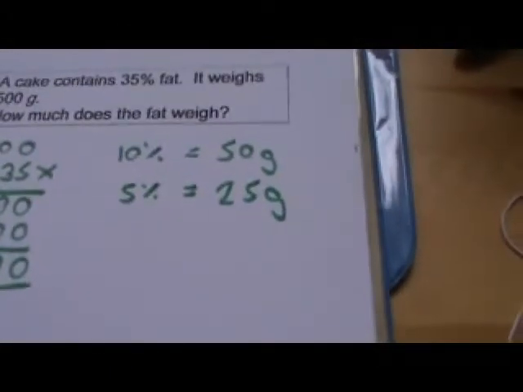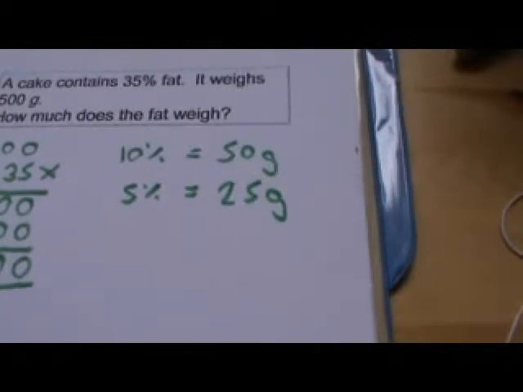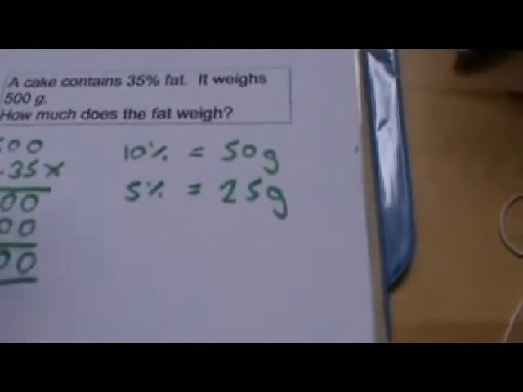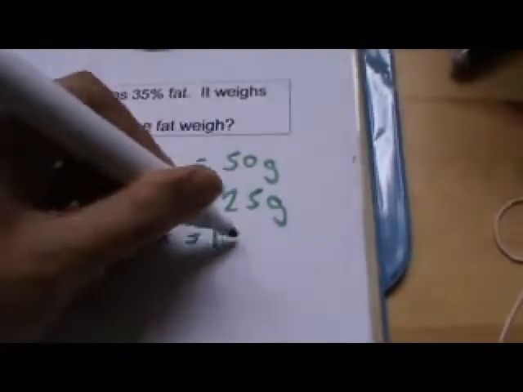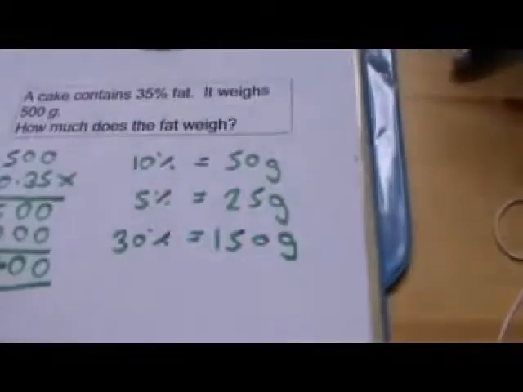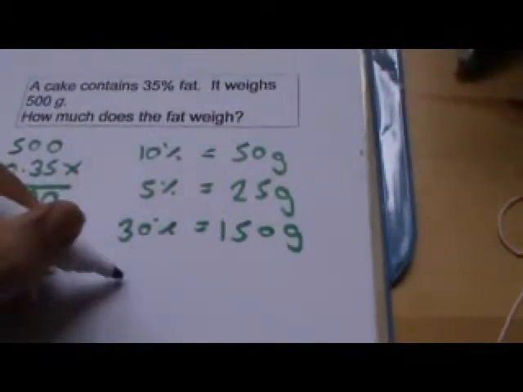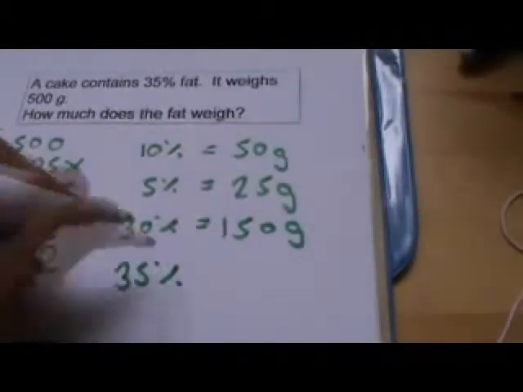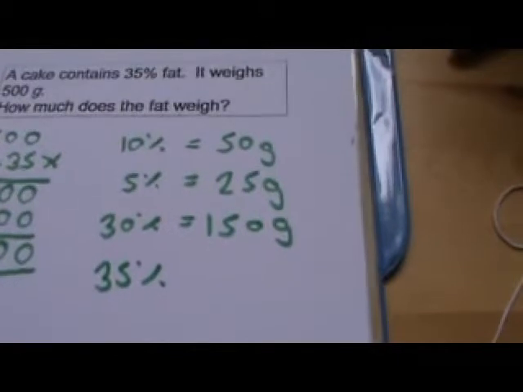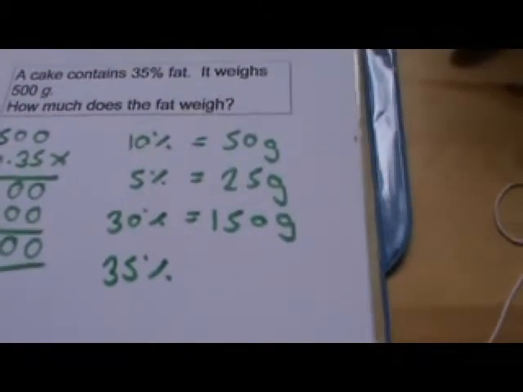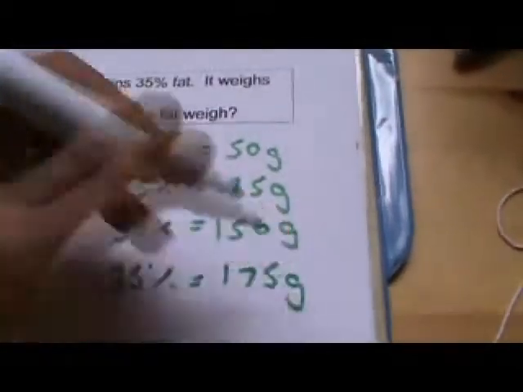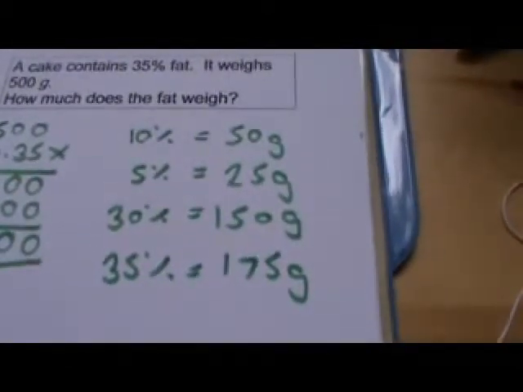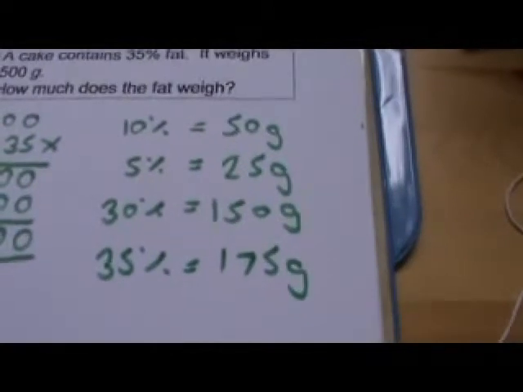And 30% will be 3 50s, won't it? 3 50s are 150. So if we want 35%, that's 30% plus 5%. So 150 plus 25 is 175 grams. So we've got the same answer, two different methods.